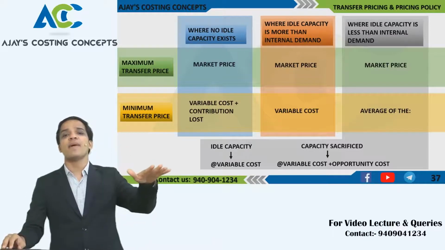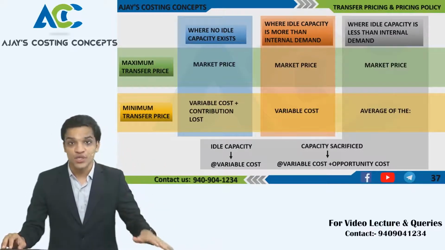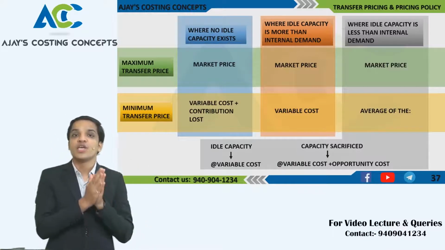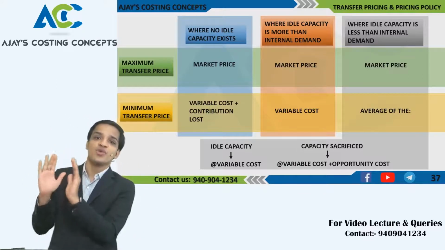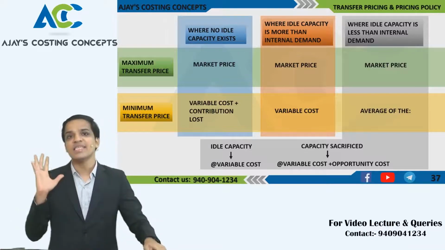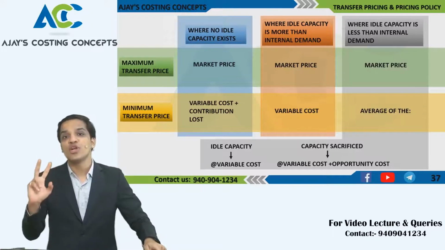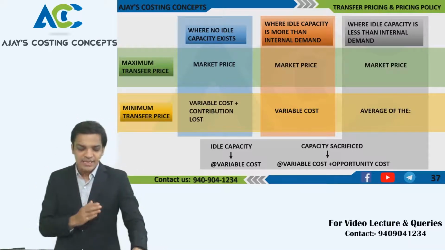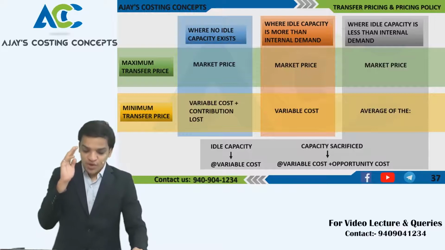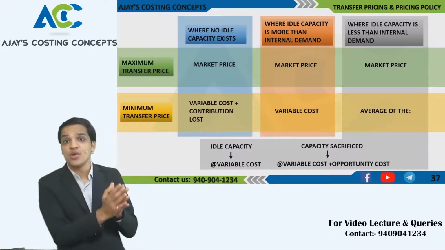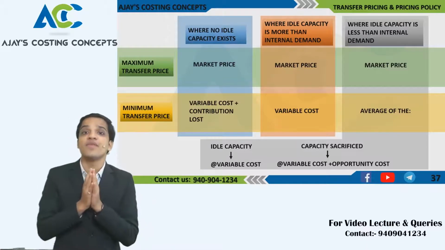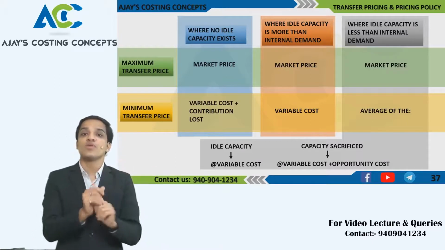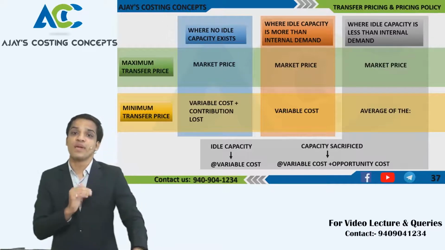Because in the external market you were selling 7,000 units, but if you fulfill the internal demand of 5,000 units, you can only sell 5,000 units in the market, and that is the reason why you will lose the contribution of 2,000 units from the market. In that case, for the first 3,000 units of idle capacity that you are giving to your internal product, the cost will be the variable cost of the transfer price you decide.